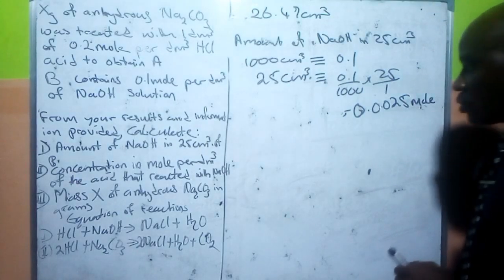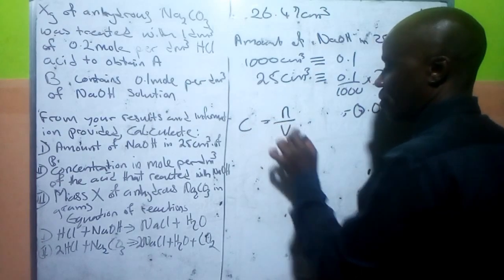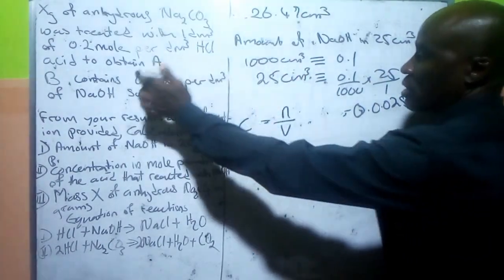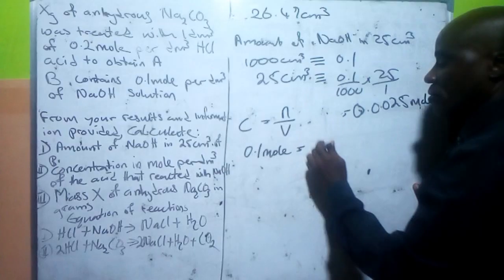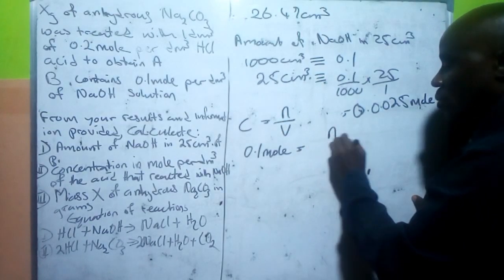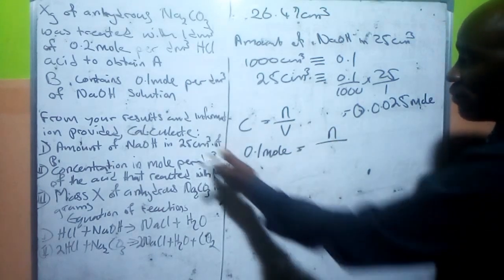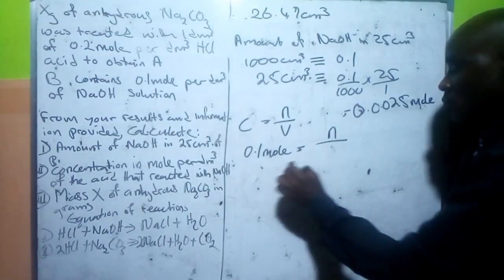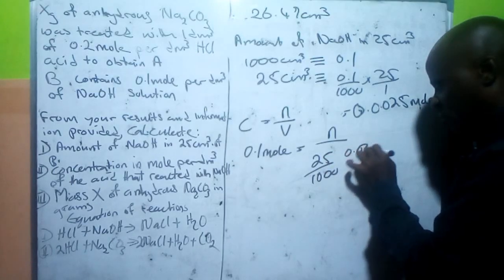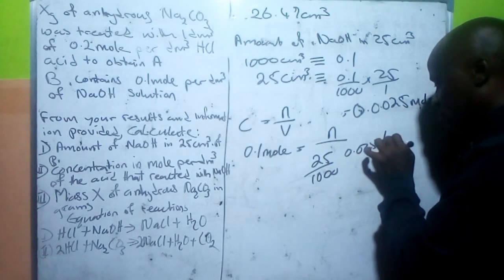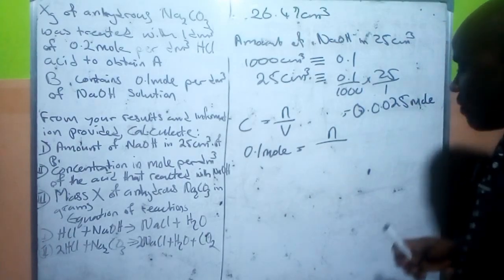There's another method we can use to solve this, where we use concentration C equals amount over volume, where C stands for the concentration, which is 0.1 mole per dm cube. Then the amount is what we are looking for, M. So this volume now is 25 cm cube, and we'll convert it to dm cube. 25 divided by 1000 will give us 0.025 dm cube. So what we have here will be what?